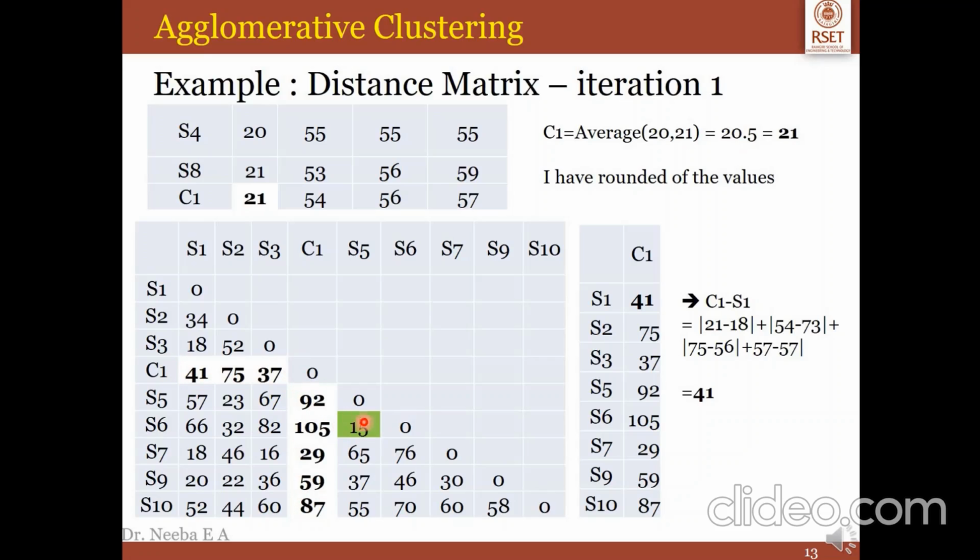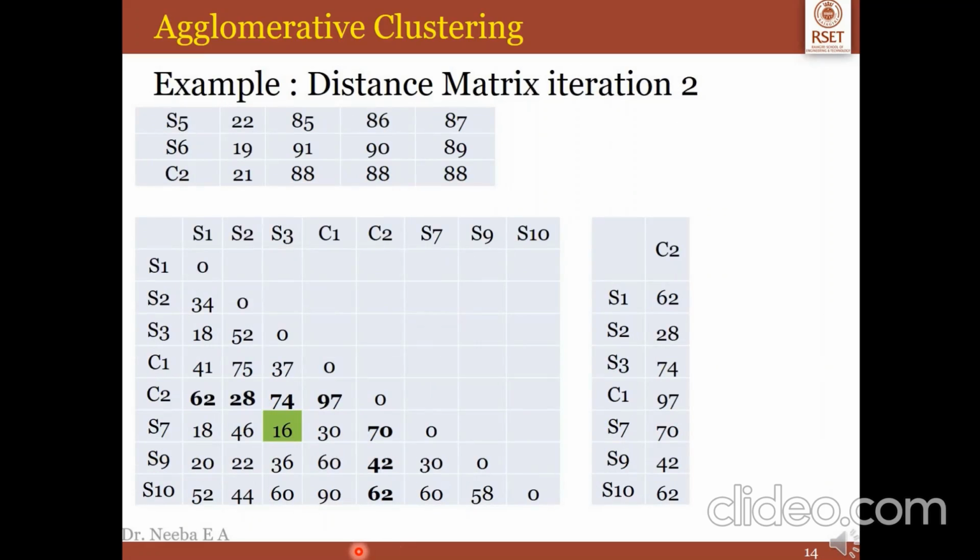That is 15 here, between S5 and S6. So in the next iteration we combine S5 and S6 to form another cluster. In iteration 2, we can see that S5 and S6 have been combined and cluster 2 has been calculated. In the same way as iteration 1, the distance from each object to cluster 2 has been calculated and replaced in the distance matrix. Again we see which is the smallest value. Now here it is 16, between S3 and S7, so that becomes the next cluster.